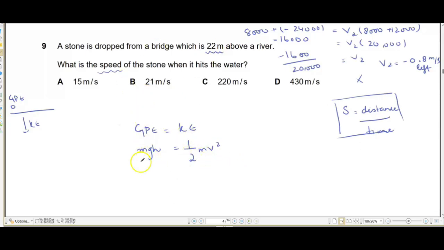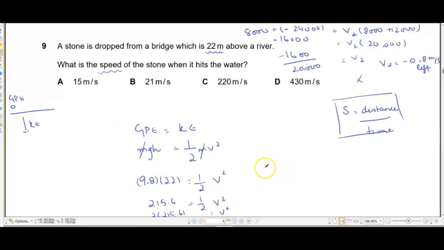Now in the question we don't have any mass, and masses are on both sides, so we are going to cancel them. So over here we have g. We can put the value of g to be 9.8, and height is given to us as 22 meters, and this is going to give us the value of the velocity or the speed of the stone. So when we solve all of this, we have an answer of 215.6, and then obviously we have to take this 2 to the other side. So 2 into 215.6 is going to give us v square.